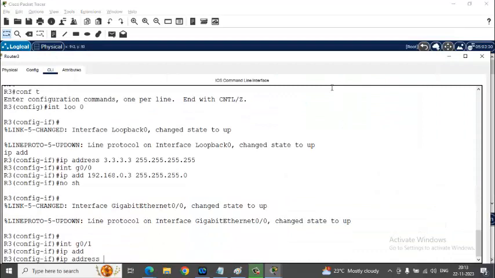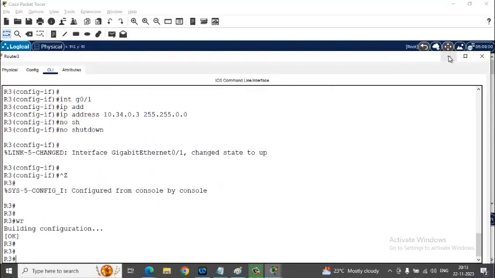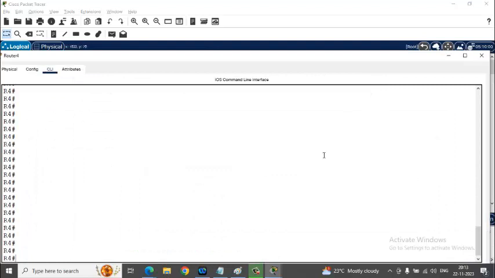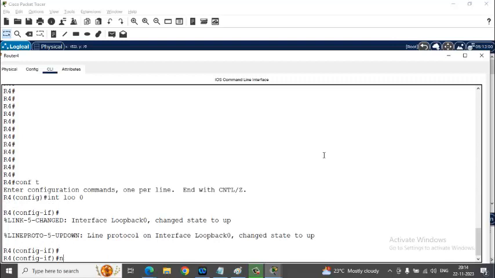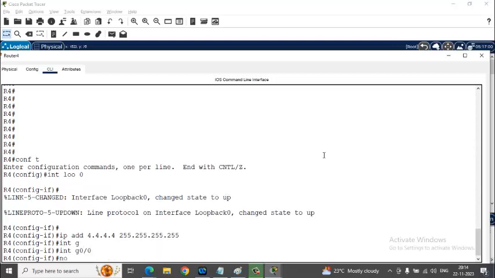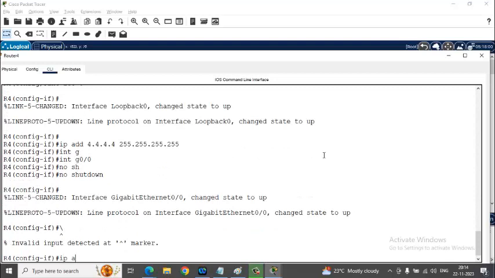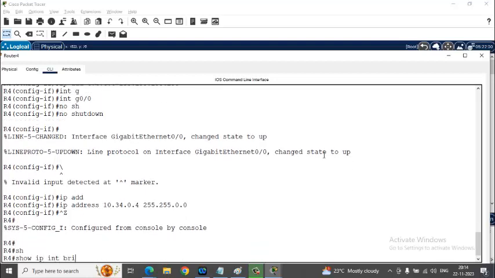I want to ping from 3 to 4, which is 10.34.0.4. I'm able to ping. I also want to ping 192.168.0.2 on the left. Good, I'm able to ping. So this can ping this, this can ping this. Let us go to router 1 and ping router 2, 10.12.0.2. Yes.